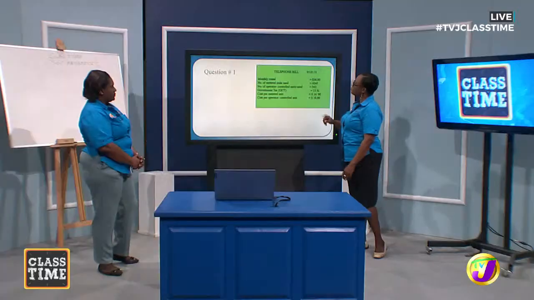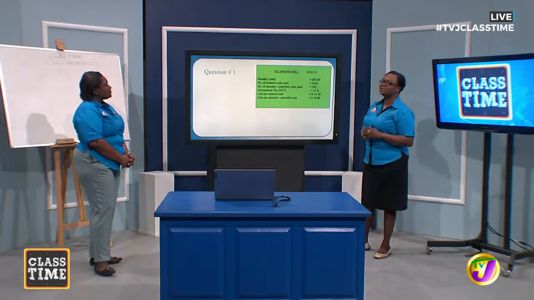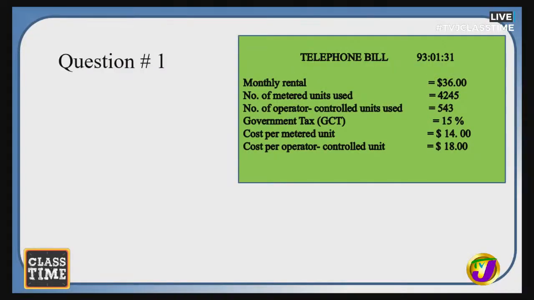So let's go into some working. Here we have our first question that has to do with the telephone bill. And for this person, they've spent how much time, Nats? 93 hours, 1 minute and 31 seconds on the phone for the month.